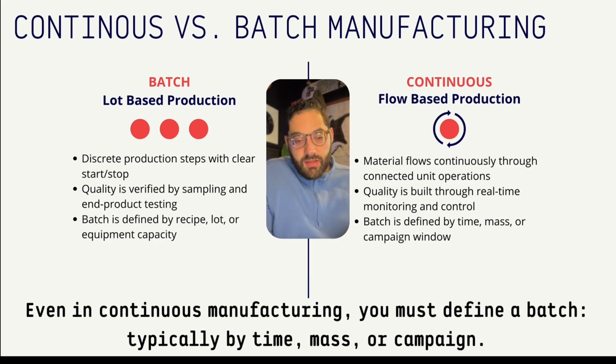You may decide based on quantity that a batch is 500 kilograms of API, or that it's 100,000 units of whatever the product is, but you're still continuing to manufacture. It's not like we're producing a lot and stopping. Or you can do it by campaign where you may be running for a month, but you say, we're going to just count each day as a batch or each week as a batch.